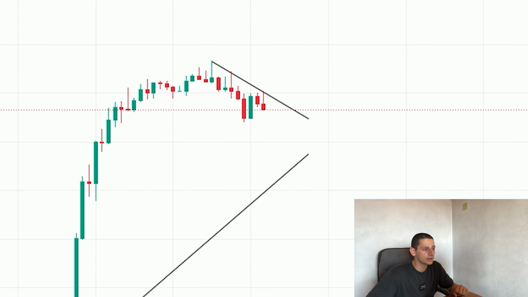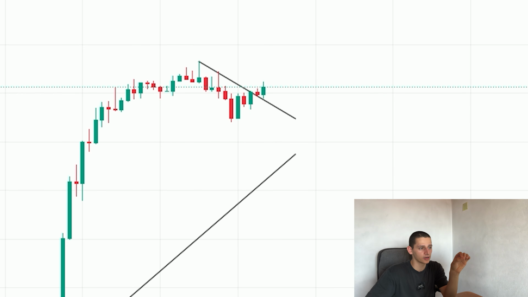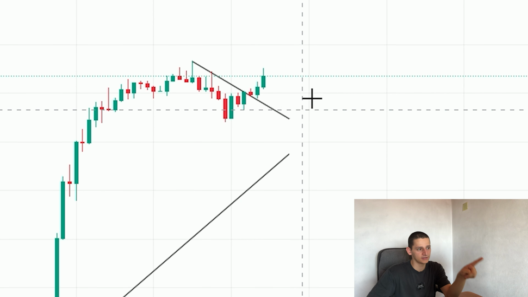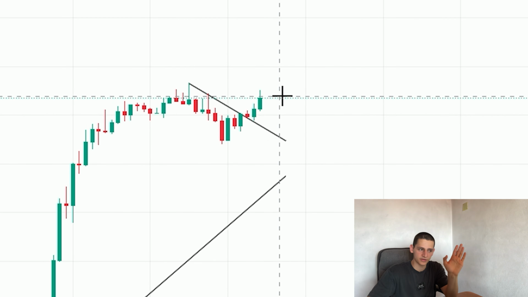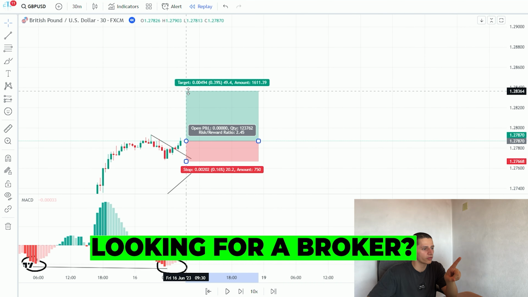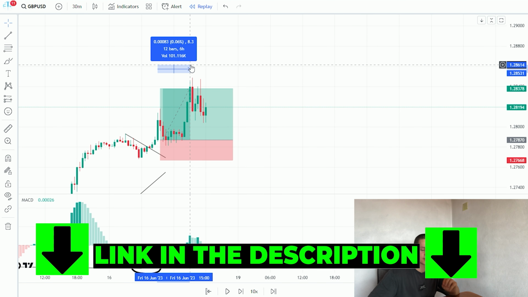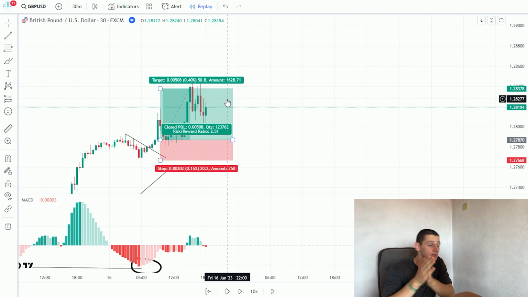So let's see. Okay, no, this is not our entry because this is only one bar. We need a second confirmation. This is our second confirmation. We enter into a long position, stop below this wall, 2.5 risk to reward ratio. In 6 hours, we have made 50 pips profit. I think it's okay, it's good. What more could you want?